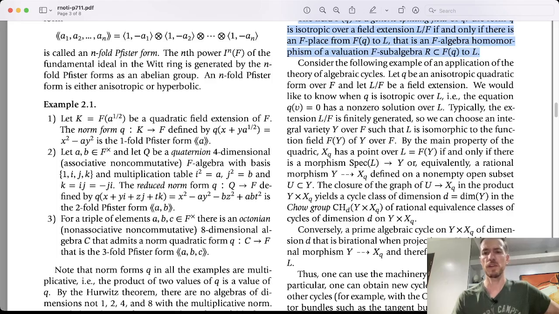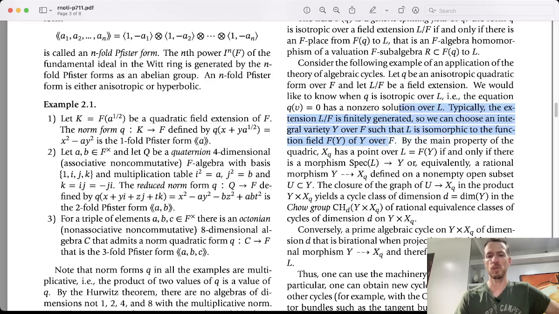Consider the following example of an application of the theory of algebraic cycles. Let Q be an anisotropic quadratic form over F and let L extending F be a field extension. We would like to know when Q is isotropic over L, i.e. the equation Q(v) = 0 has a non-zero solution over L. Typically, the extension L extending F is finitely generated, so we can choose an integral variety Y over F such that L is isomorphic to the function field of Y over F.